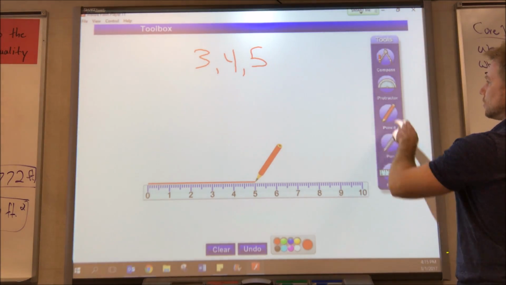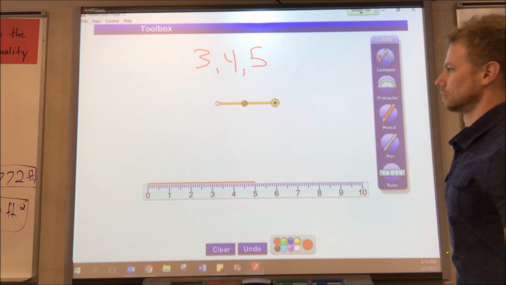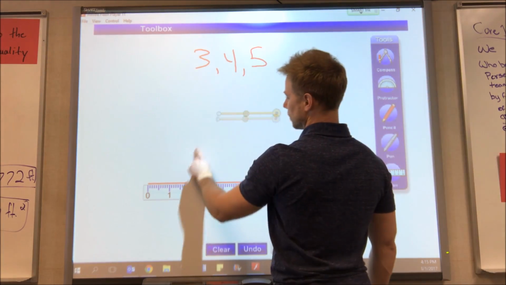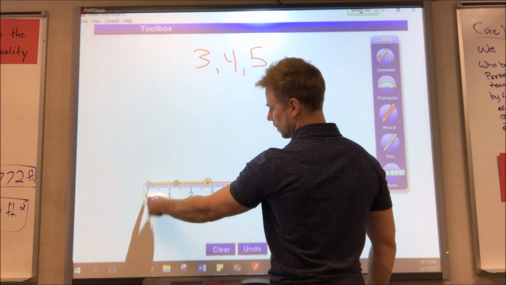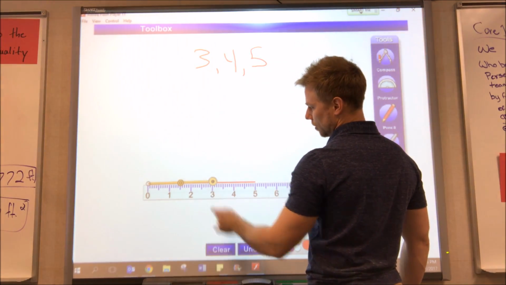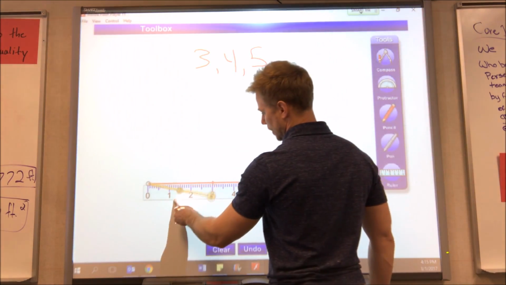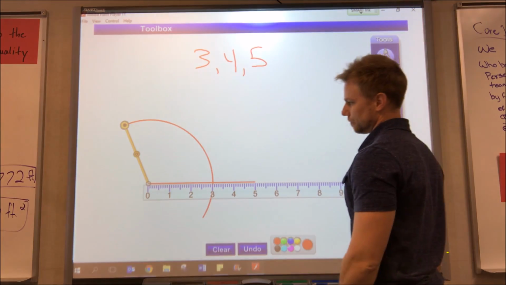Okay, then our other two sides we're going to use the compass to do. So we need a side with a length of 3. So I'll put the end of the compass on 0, stretch it out to 3, and then I just make a mark with my compass.